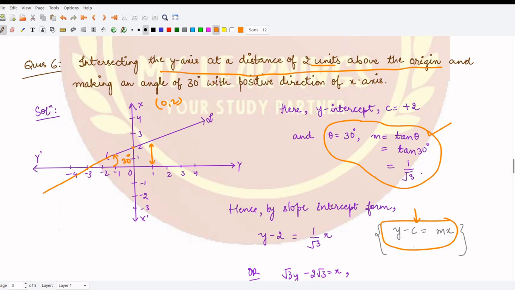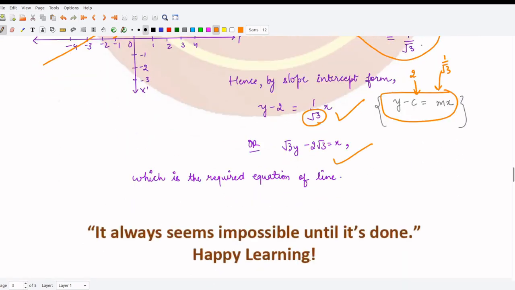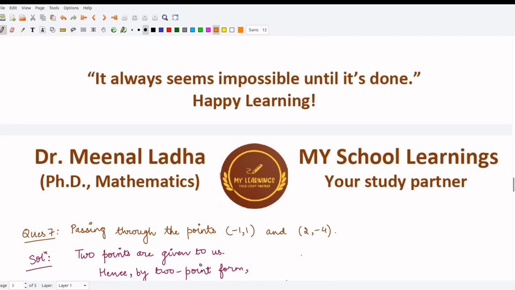So you can substitute the value of c here as 2, and the value of m as 1 upon √3. Substituting the values here and simplifying, because we cannot leave √3 in the denominator, moving it to the left hand side, you have this as your required equation of the line. Fine.